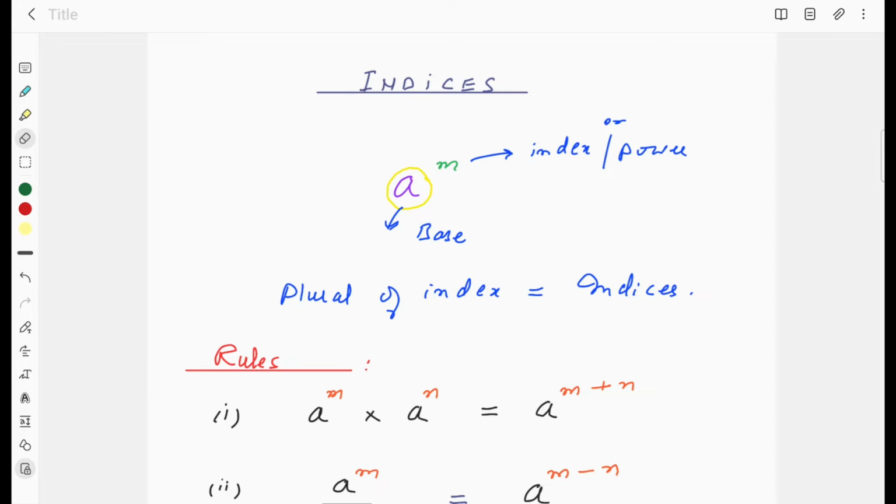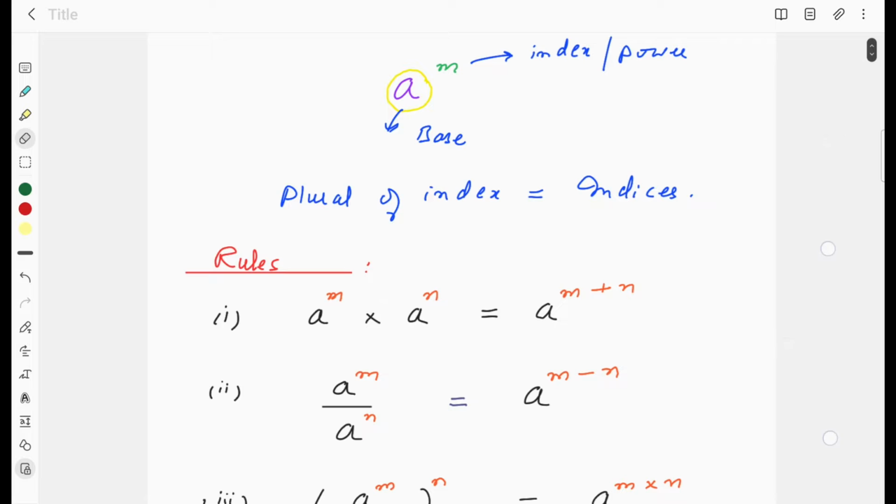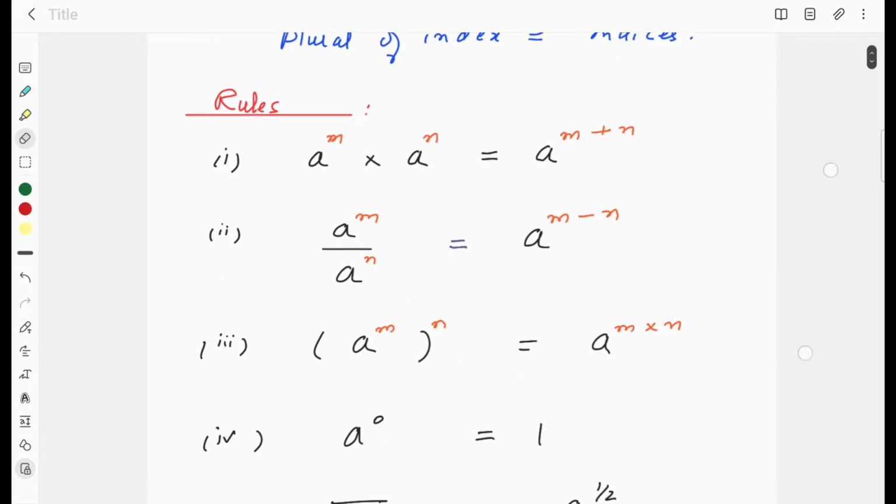Suppose a raised to the power m is given to you. Then we call a as base and m as index or power. Plural of index is indices. There are certain rules which we have to follow.